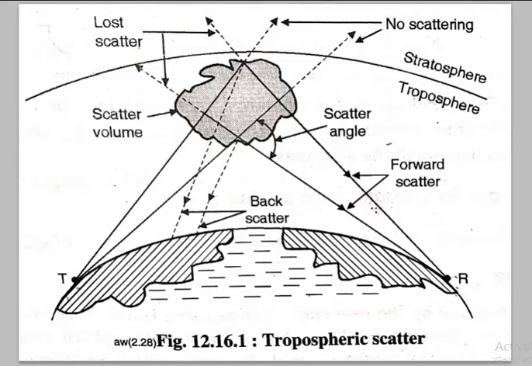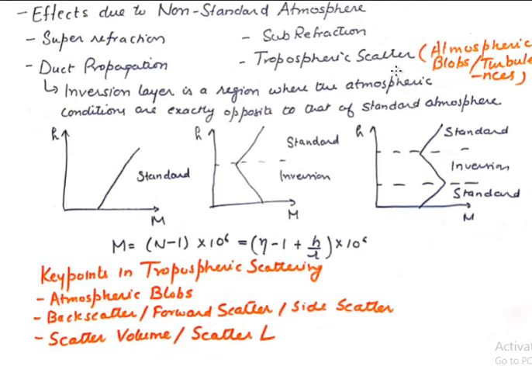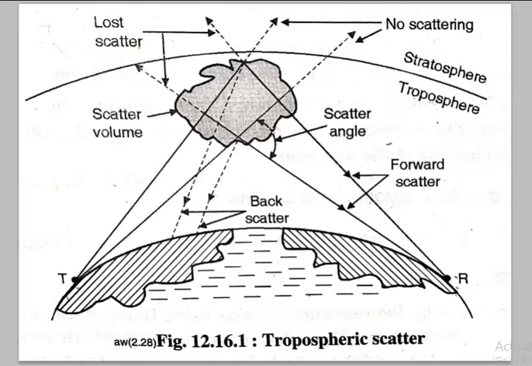Then finally we have the concept of tropospheric scatter. Please understand, tropospheric scatters are related to atmospheric blobs or turbulences. Due to some irregular activities in the atmosphere, there could be a blob which is created in the atmosphere which looks something like this. It looks like a cloudy thing. It's actually a blob. It's a scatter volume.